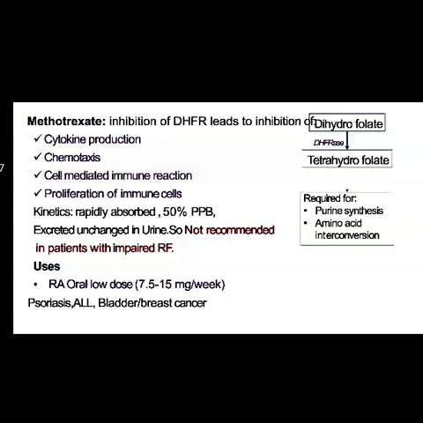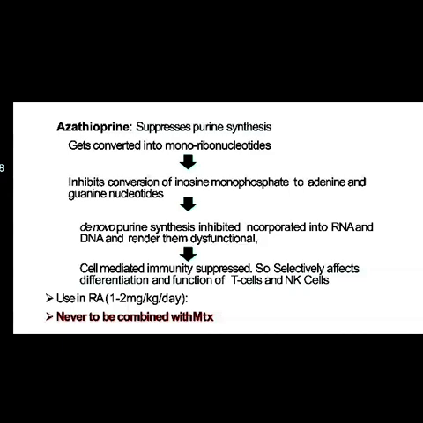Coming to the kinetics of methotrexate, it is rapidly absorbed and shows 50% plasma protein binding. Most of the drug is excreted from the body unchanged. This is the reason why it is not recommended in renal failure patients or patients having impaired renal function. Its use is in rheumatoid arthritis, especially as oral low dose, that is 7.5 to 15 mg per week. Other than this, it is useful for psoriasis, acute lymphoblastic leukemia, and cancers like bladder and breast cancers.